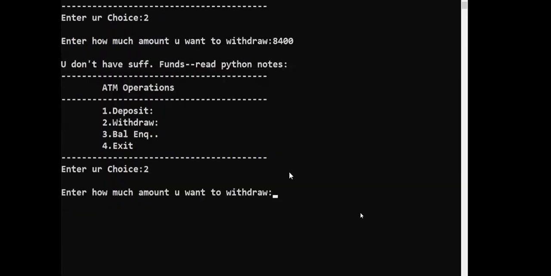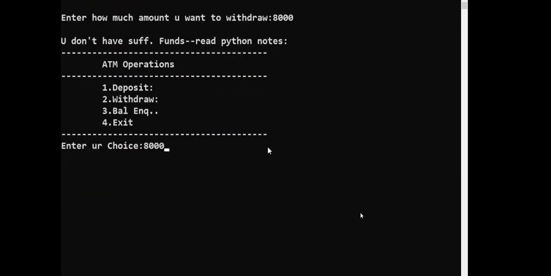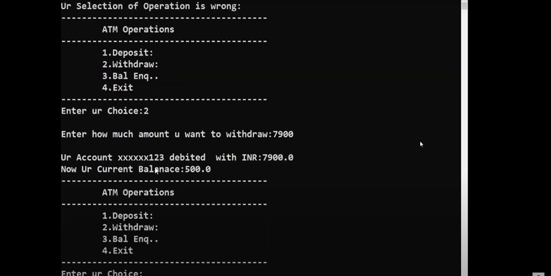Enter number 2 and enter the amount 8,000 here. It is going to say 8,000 also my bank will not give, because only 400 you are maintaining. Don't enter this. You don't have sufficient funds. Say 7,900. Yes, sir. 7,900. Your account is debited, with 500 rupees I'm maintaining in my account or not?